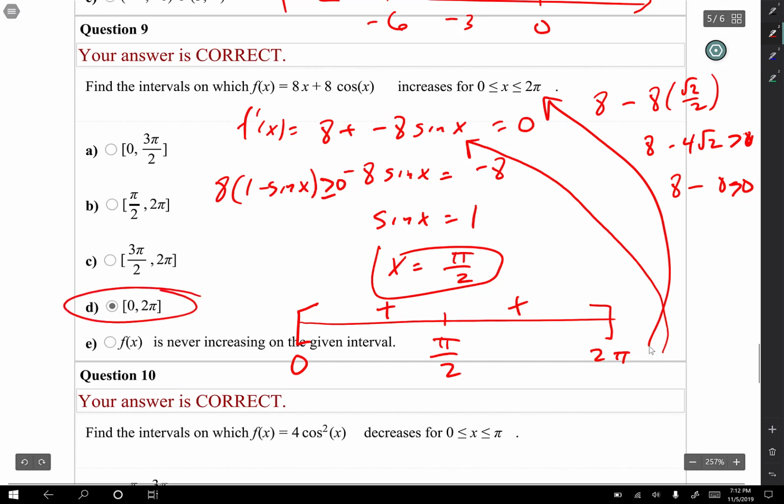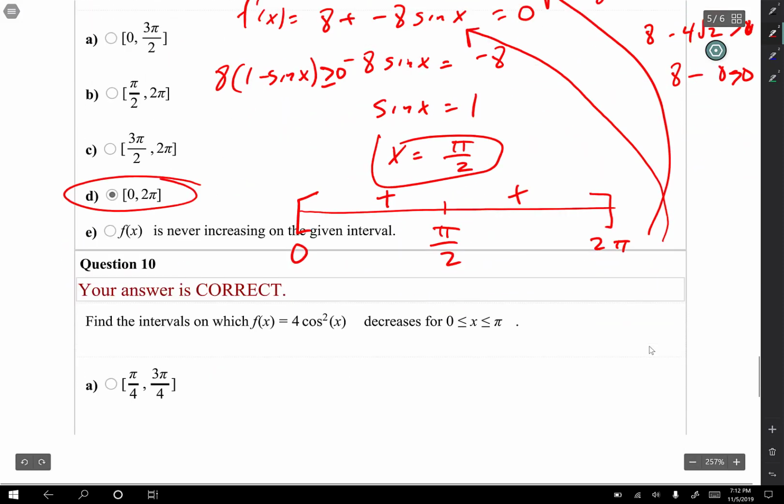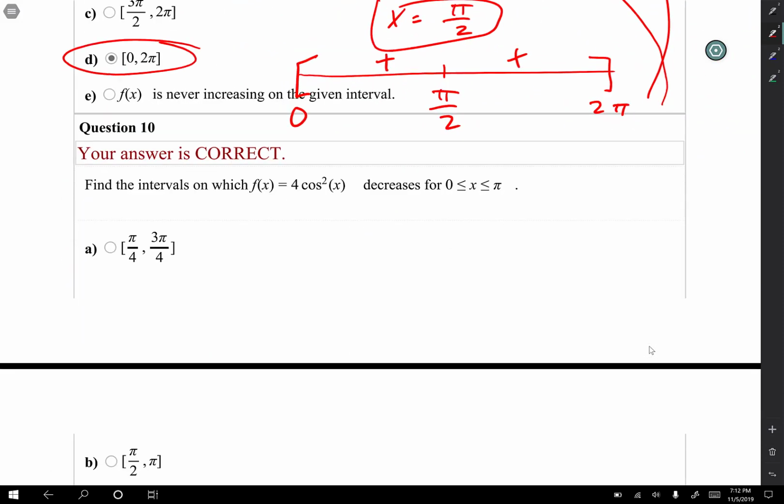0 to 2 pi. And again, you could have made a case for stopping at 2 pi, 0 to pi over 2, and then pi over 2 to 2 pi. But they didn't. So you're always increasing, guys. It's always positive. All right, so here we go. Last one. I think it's the last one.